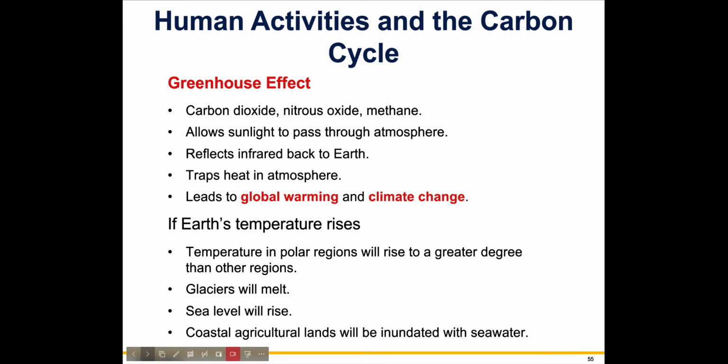Places that were colder will be warmer. So we're going to see a problem with crops as well as health with heat stress, and a lot of concern for our future. And when we look at what humans are doing to especially the carbon cycle.